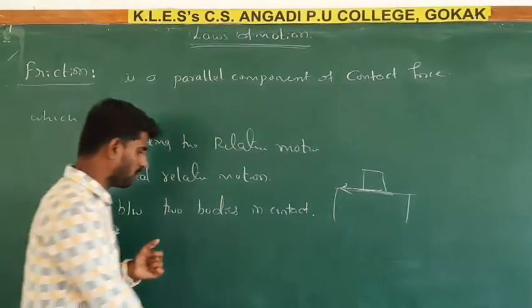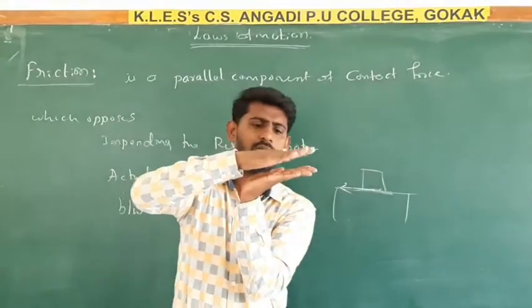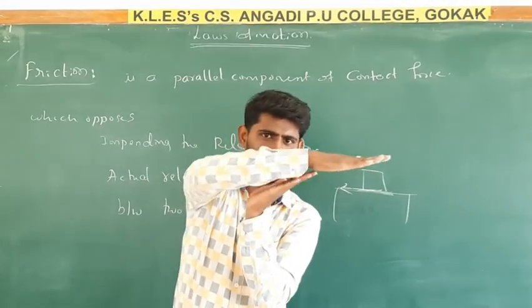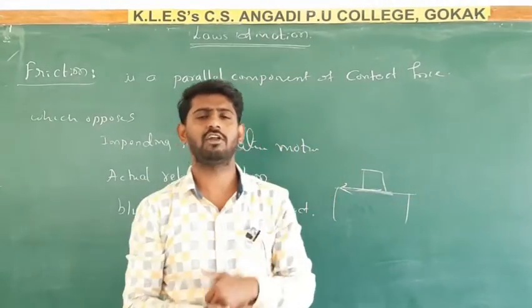If there are two bodies, like A body, upper is A body, lower is B body, so it is like this. Either A is moving or B is moving or both may move. So this is called relative motion.